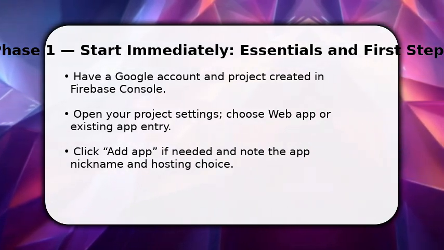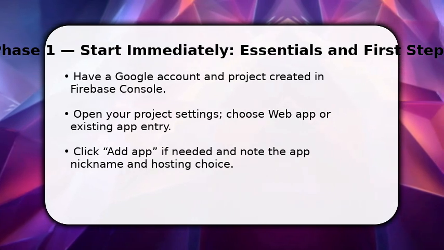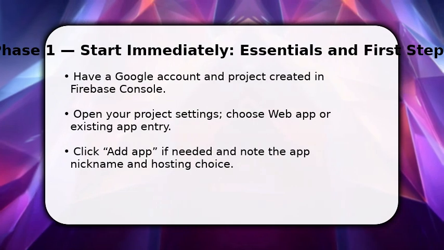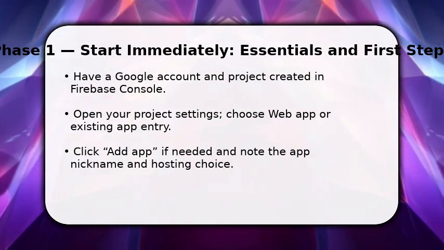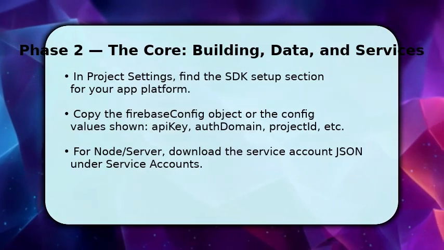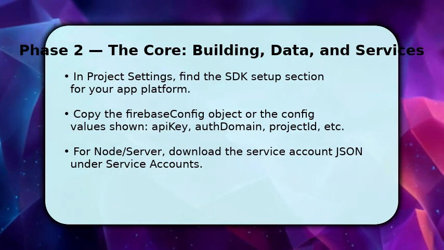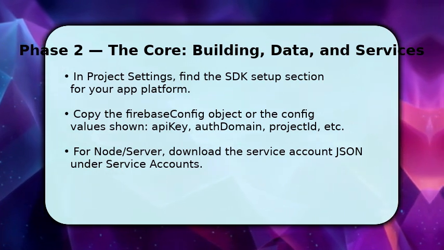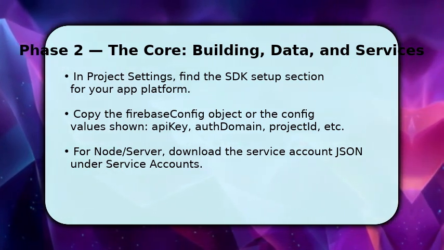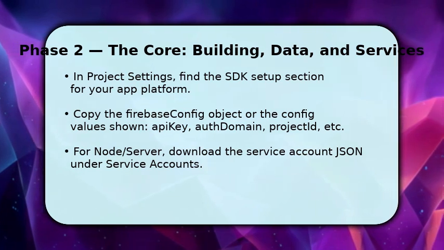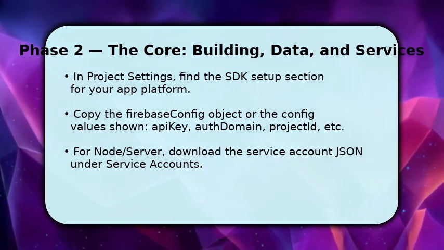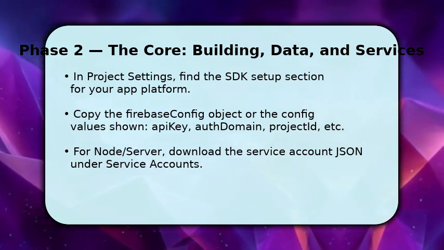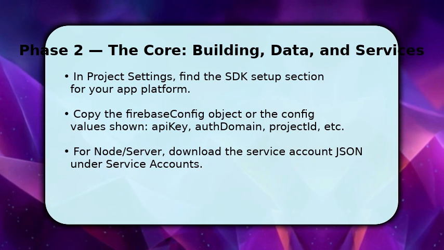This step registers your client and generates the config object, so do it now, because the config is what your front end will read to connect to Firebase services. Now focus on locating the exact configuration. In Project Settings, under the SDK setup for your chosen platform, you'll see the Firebase config object with API key, auth domain, project ID, storage bucket, messaging sender ID, and app ID. Copy the entire object string for client-side code. It's safe for public clients.